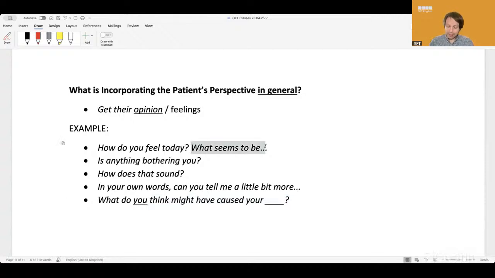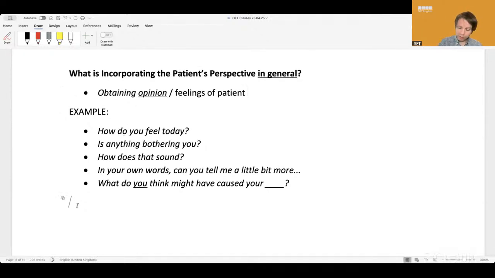Okay. In general, we're talking about getting or obtaining the opinions or the feelings of the patient. Okay, but what do OET say? What do OET say about this? They do not only say it's this.